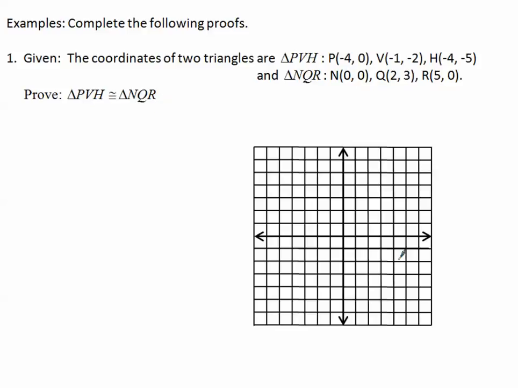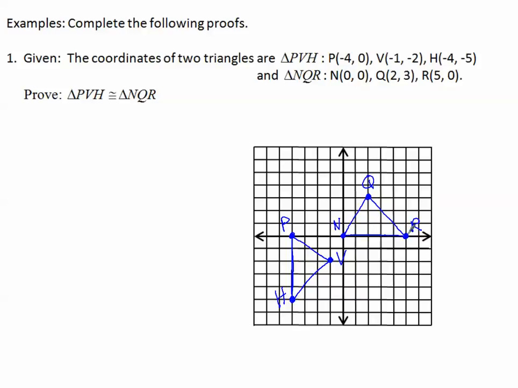Let's graph the triangles on our coordinate plane first. Let's put these points on and label them as we go. And there's V, H (-4, -5). Okay, so that made triangle PVH and triangle NQR, N at (0, 0). Notice how I put the names of the points as I plot them. And then I connect them.